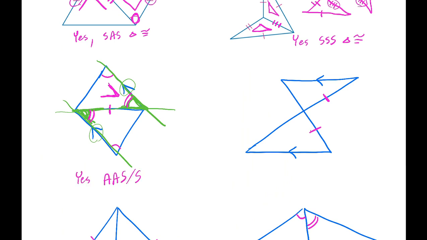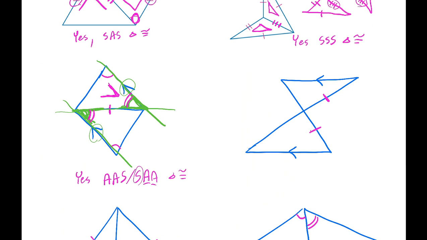Or you could have said SAA, right? We knew two angles were congruent in the two triangles, and then the side is not between them. Whether the side is first or last doesn't matter. So, that's triangle congruence.